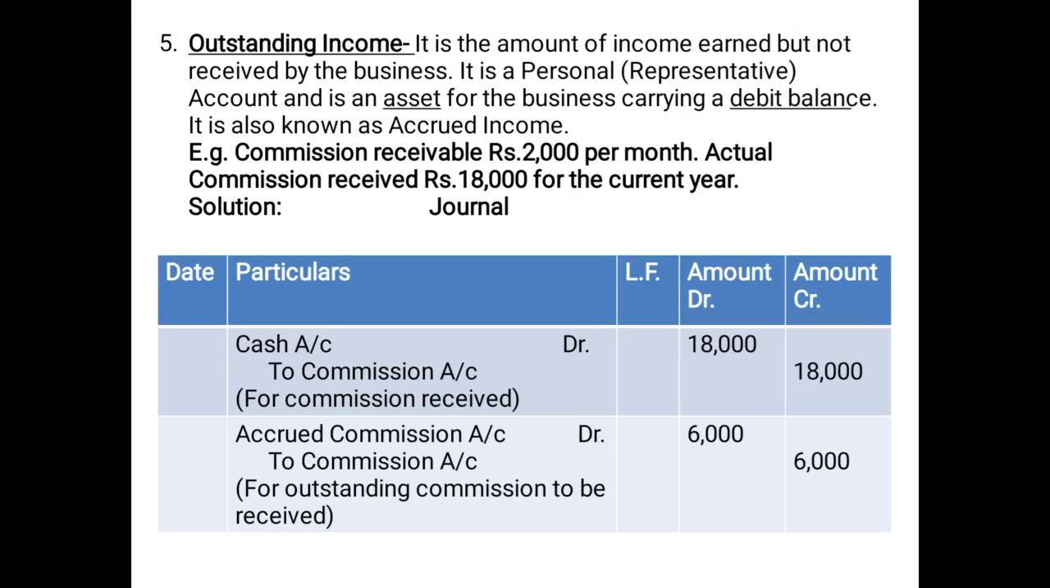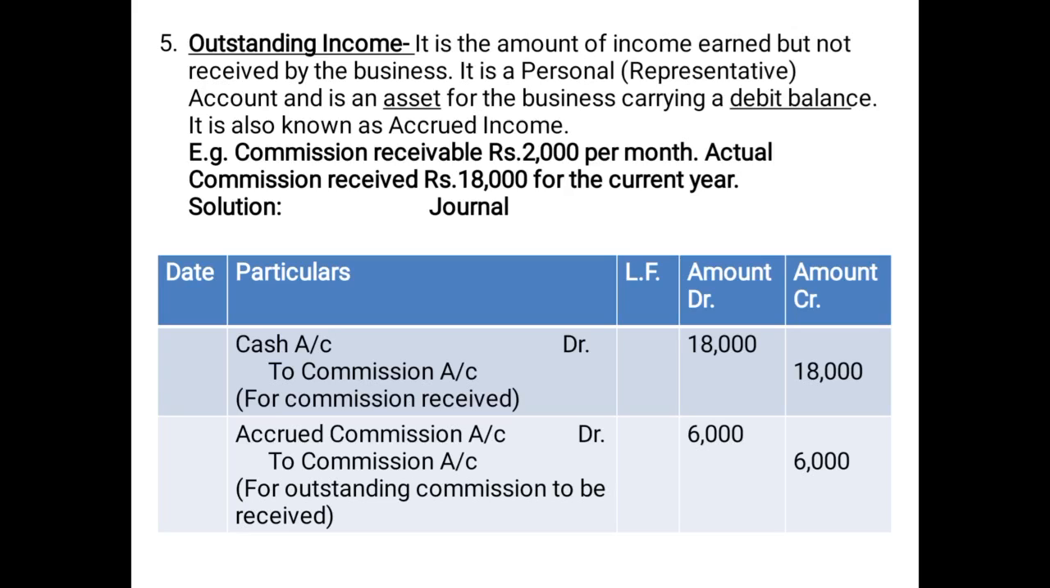So what will be the entry? First entry we have passed for actual commission received. Since cash is coming in, cash account debited 18,000 to commission account 18,000, because commission is an income, for commission received. Second entry we have passed for outstanding commission. Outstanding commission or accrued commission is an asset. Asset carries a debit balance. Therefore, we have debited accrued commission. Accrued commission account debited 6,000 to again the respective income, that is to commission account 6,000, for outstanding commission to be received.